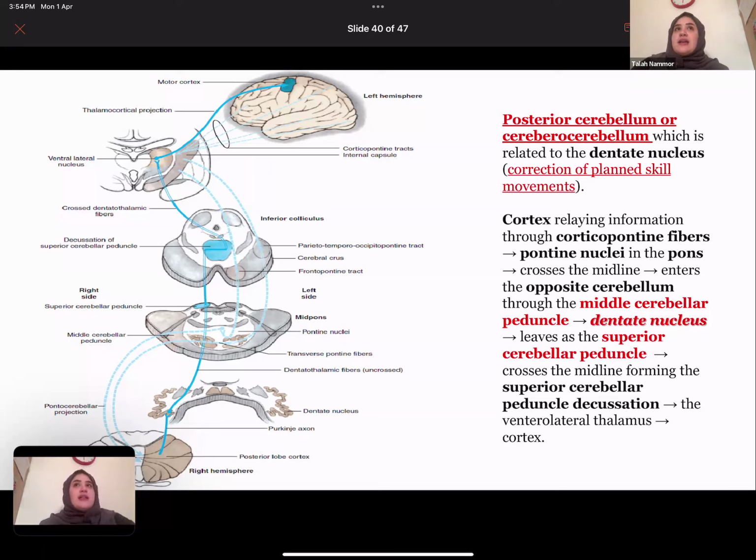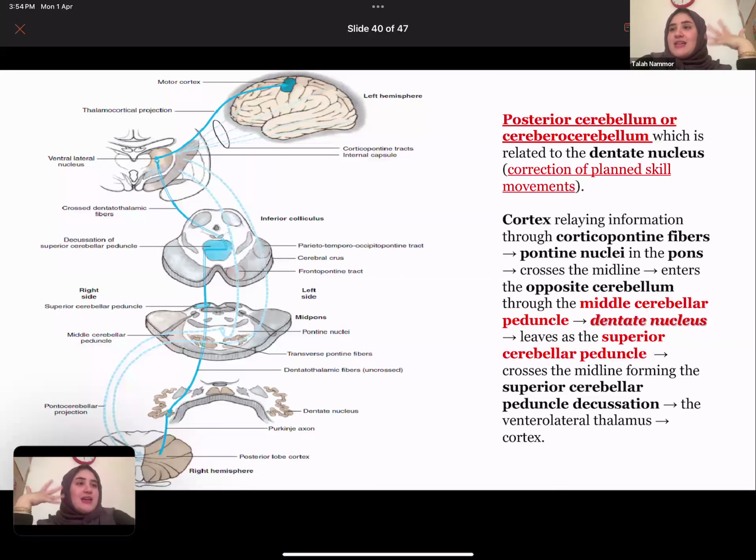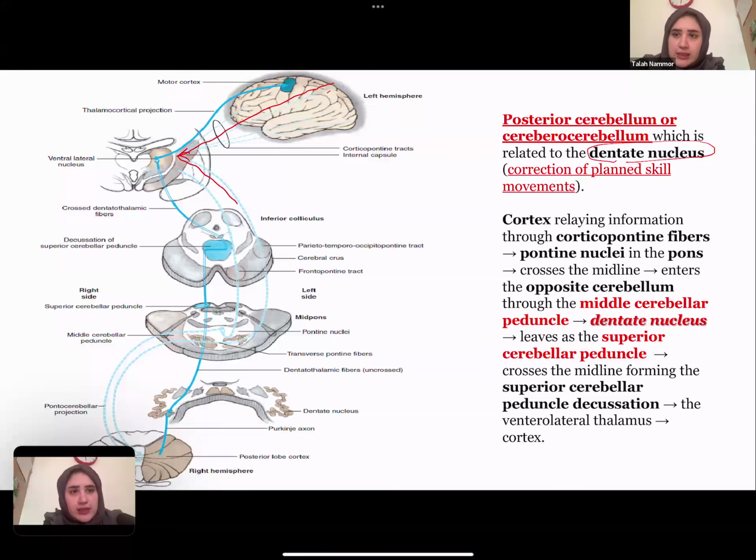And we said it's in the periphery. Here, the dentate nucleus is in the periphery. So it makes sense, it's related to the dentate nucleus, and it has to do with planned skilled movement. So what happens is, let's follow the lines. The cortex is going to go all the way through the internal capsule, and from the internal capsule it's going to go to the pons.